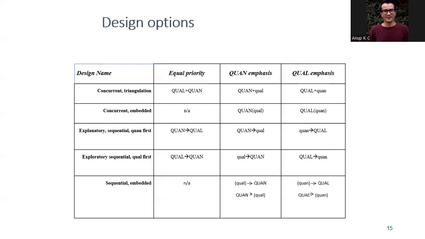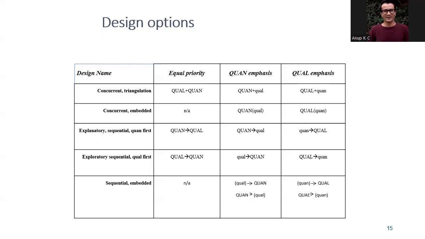So concurrent triangulation means you do them together. However, concurrent embedded means there is no equal priority. Sometimes quant might be big, quant big means you are giving high priority to quant, and qual big means you are giving high priority to qual.